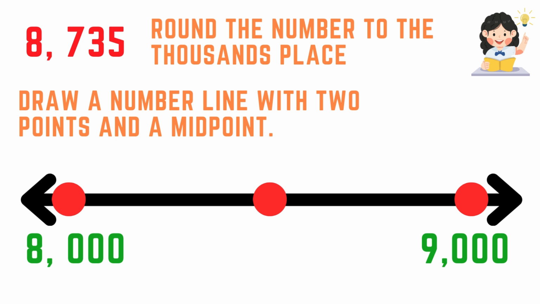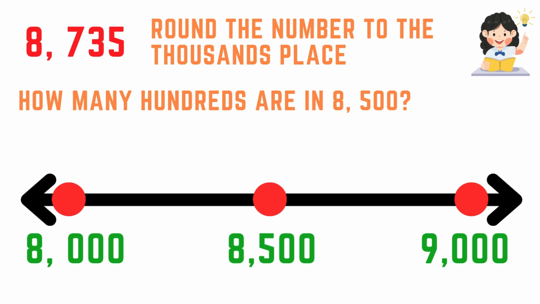So I will put 8,000 on my first endpoint and 9,000 on the next. Again, we are rounding this off to the thousands place. That is why we have 8,000 and 9,000. What do you think is the midpoint of 8,000 and 9,000? Awesome. We have 8,500.